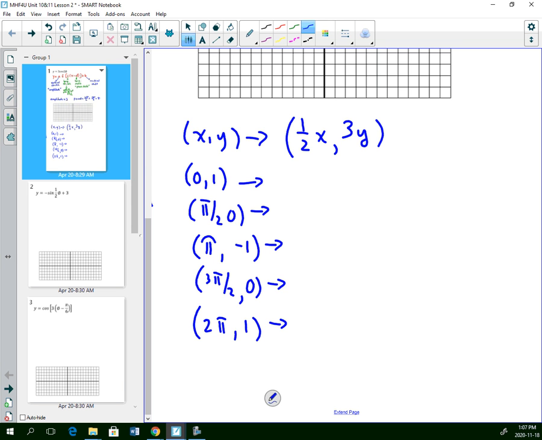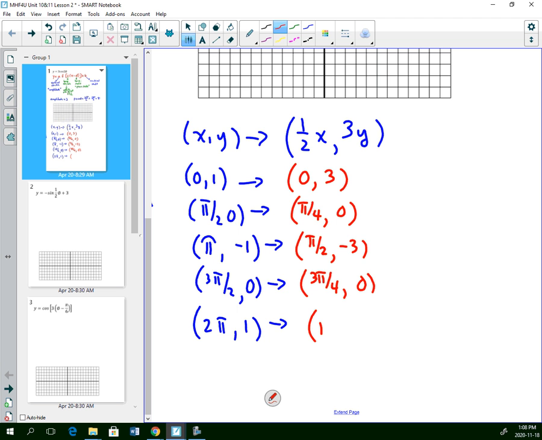I'm going to apply these transformations to those 5 points. So I'm going to multiply all my x values by a half, and I'm going to multiply all my y values by 3. So 1/2 times 0 is 0, 3 times 1 is 3. 1/2 times pi over 2 is pi over 4, and 3 times 0 is 0. 1/2 times pi, and then we have 1/2 times 3 pi over 2, and then we have 1/2 times 2 pi.